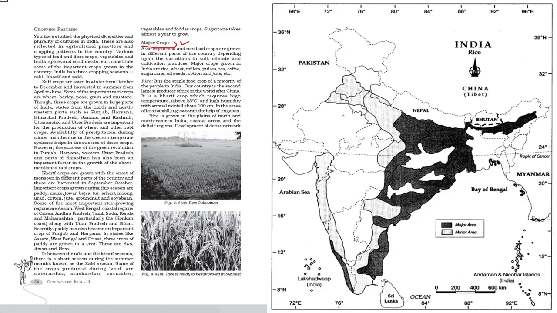A variety of food and non-food crops are grown in different parts of the country depending upon the variations in soil, climate and cultivation practices. Major crops grown in India are rice, wheat, millet, pulses, tea, coffee, sugarcane, oilseed, cotton and jute. So mainly we are going to discuss only about these crops.